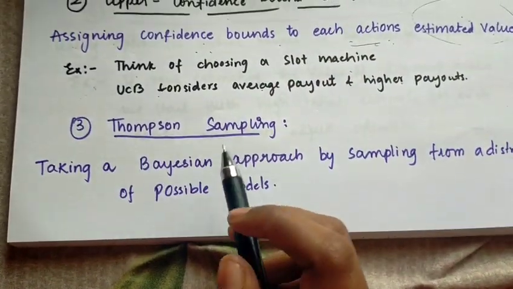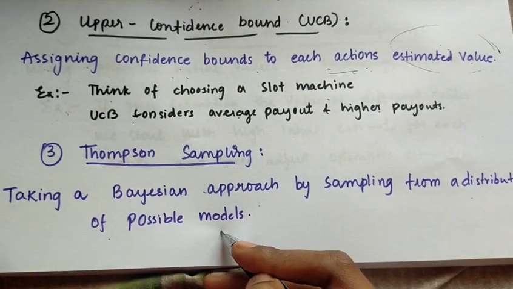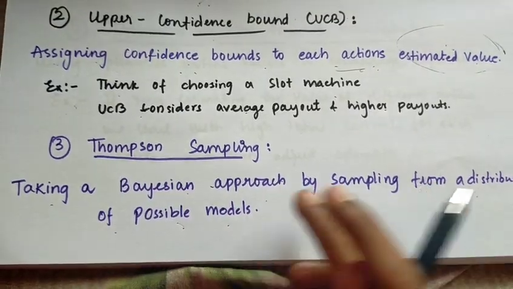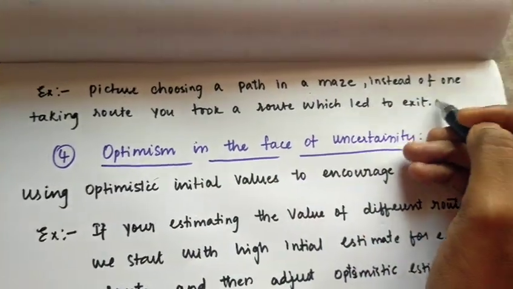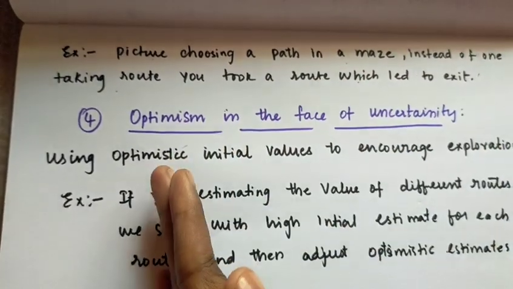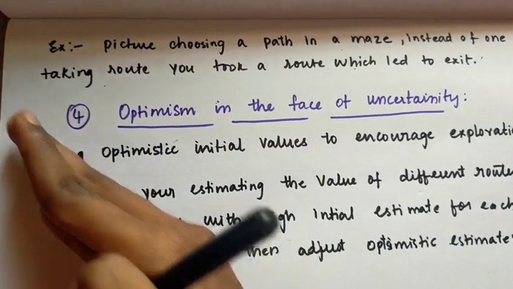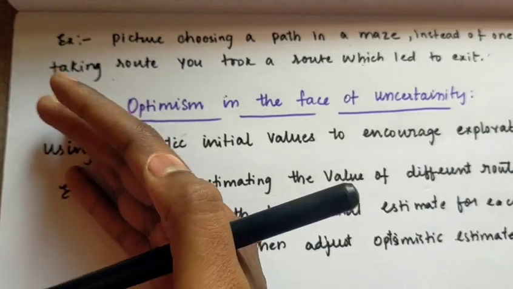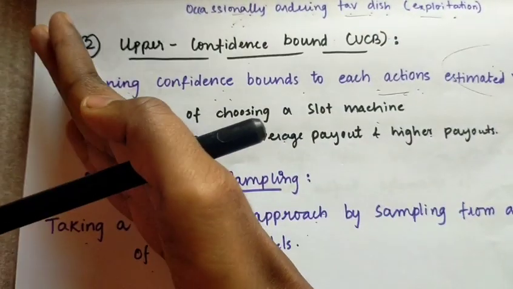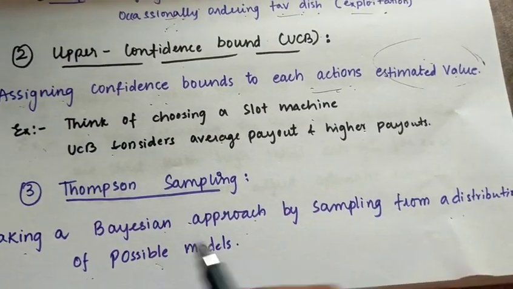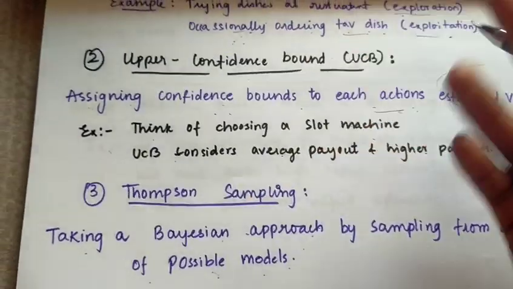Clear? The next is Thompson sampling. Thompson sampling is nothing but taking a Bayesian approach by sampling from a distribution of possible models. We'll understand this with an example again. Imagine that you're choosing a path in a maze. This way is the entry and this way is the exit. But you don't know which is entry and which is exit, and you took one route. So what's happening here? You're taking a Bayesian approach, by sampling from a distribution of possible models. Those are the possible models.